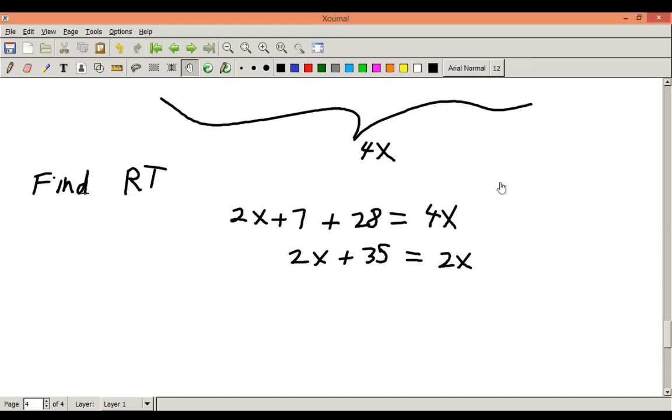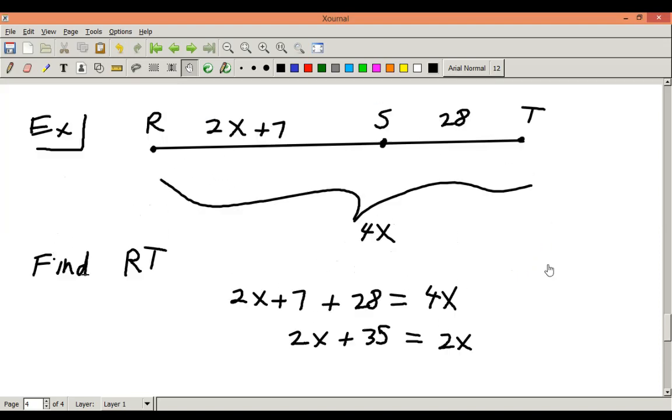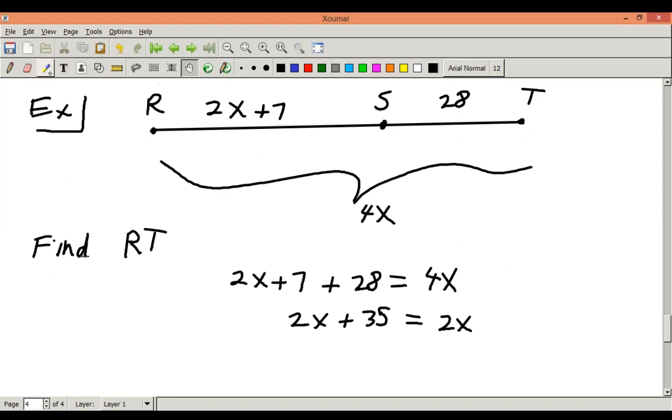Let's see. Did I make a mistake on this one? 28, 4x. No, whoops, yeah, I did make a mistake. So that's not going to work out. When I subtracted those two x's, it's gone from the left side and you just get 2x on the right side. Okay, so sorry about that. So x is 17 and a half.